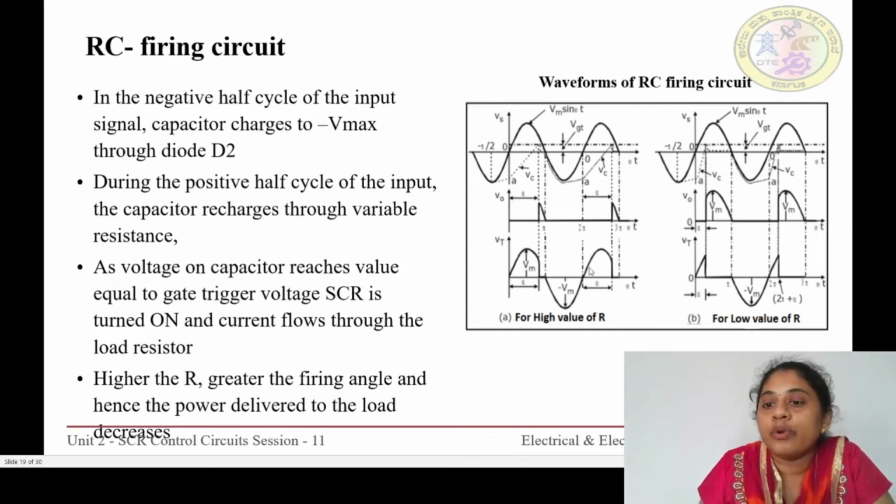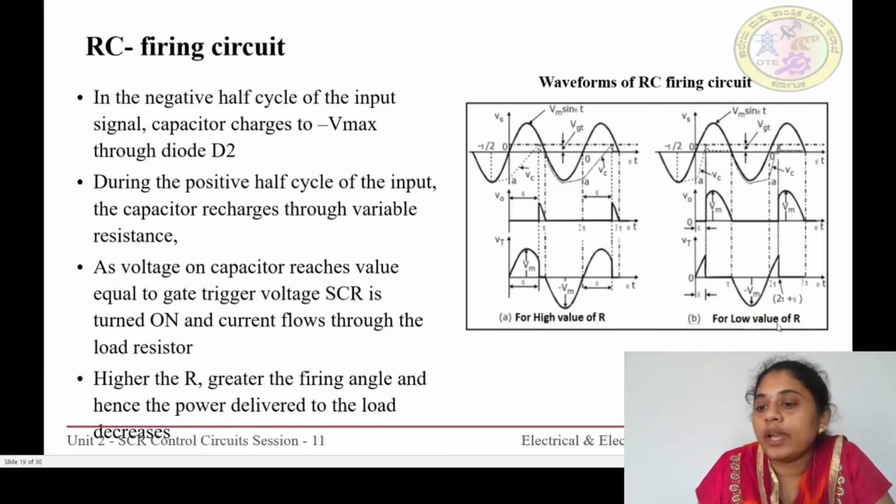There are two waveforms you can observe here. This is for a higher value of variable resistance, and this one is for a lower value of variable resistance. We know that for a higher value of variable resistance, as resistance increases, gate current reduces. As gate current reduces, the firing angle increases. So with a higher value of R, there will be a large firing angle. With a large firing angle, the power delivered to the load will be less.